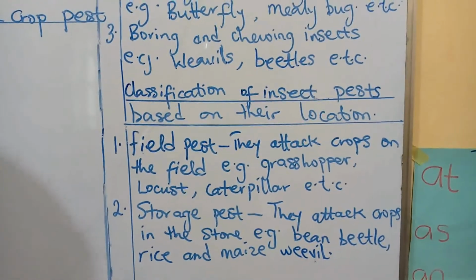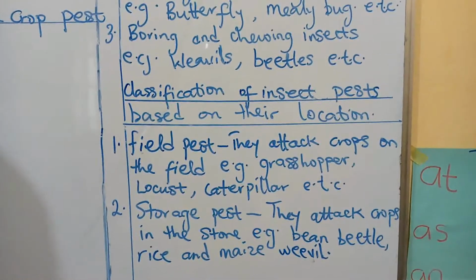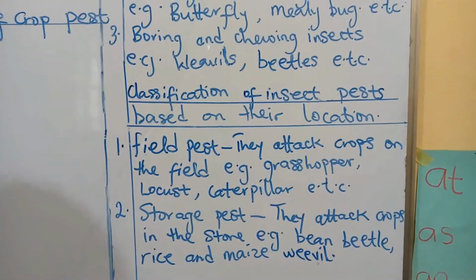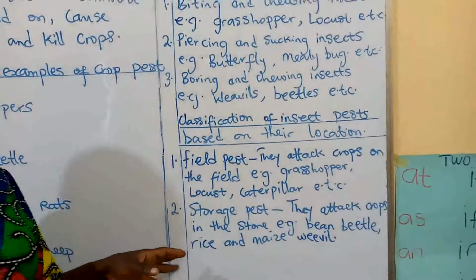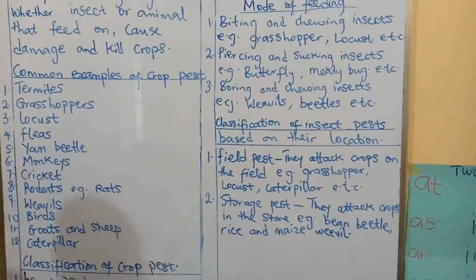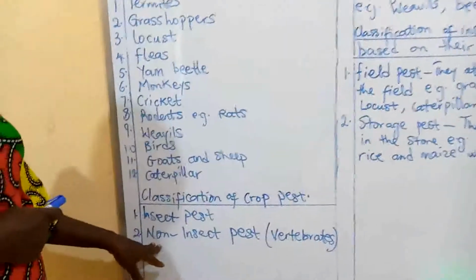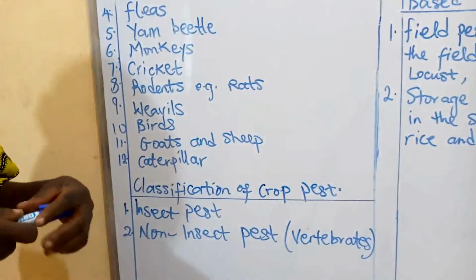They attack our crops in the store, not in the farm. An example is the bean beetle; we also have the rice and the maize weevil. Now, having said that, we are going to our number 2 main category, talking about the non-insect pests.